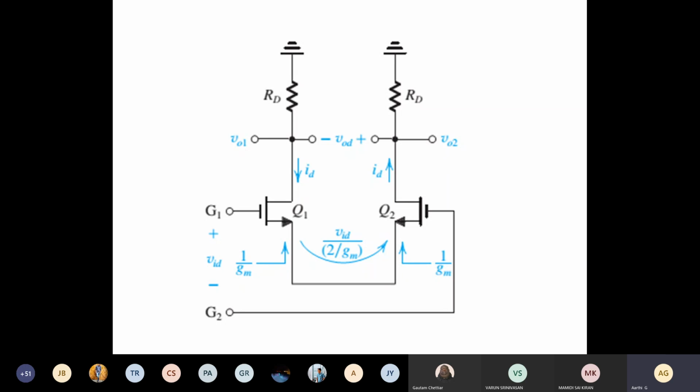So this circuit is just showing the total VID applied. In the previous circuit, we split this input voltage as plus VID by 2 and minus VID by 2 across both the transistors. Here it is combined. So VID is just combined, taking the two gates.